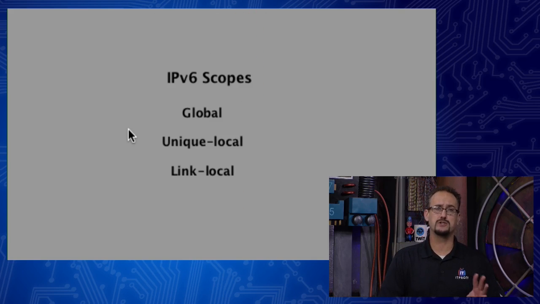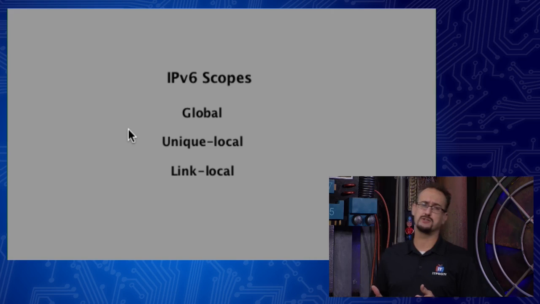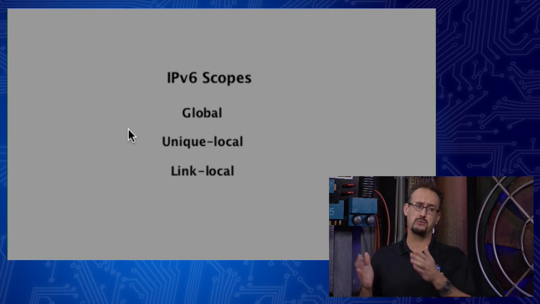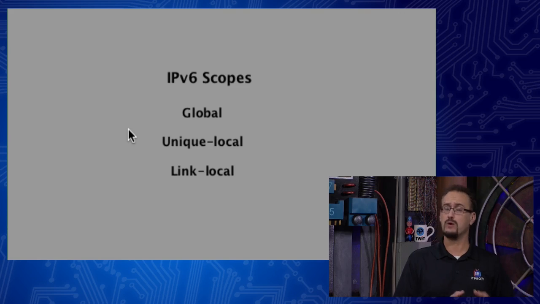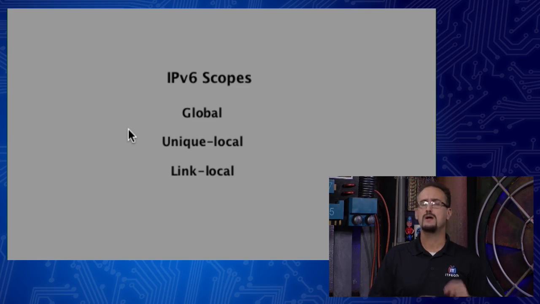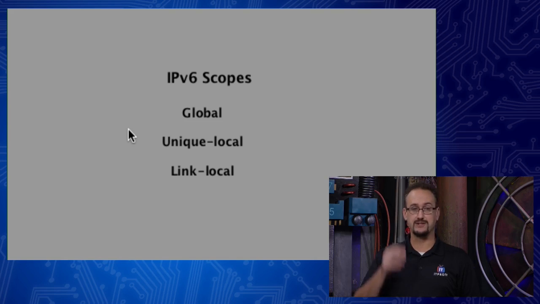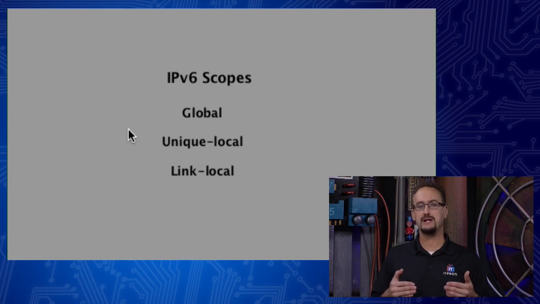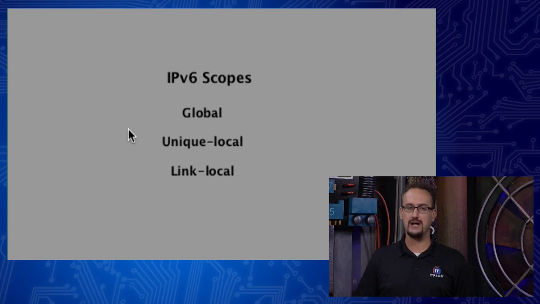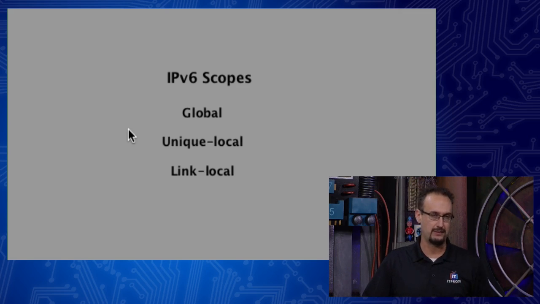There are three scopes that I want you to be aware of for this exam. There is what's known as the global, global unicast addresses. If you want a comparison back to what you've already learned with IPv4, I want you to think of your global addresses as being like your public addresses. You might hear them called global unicast internet addresses. That means we can send and route information across the internet just like we can with the public IP addresses that we talk about in IPv4.